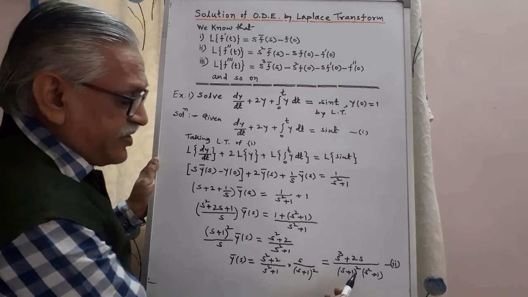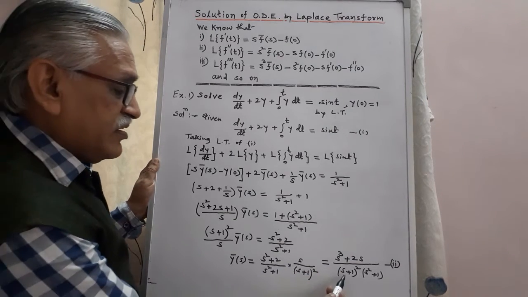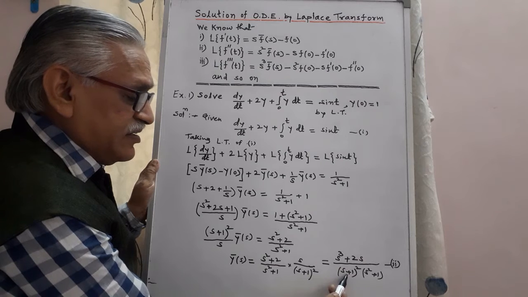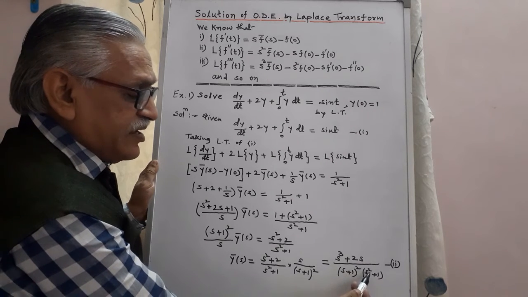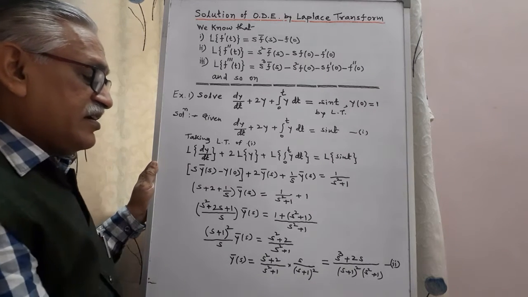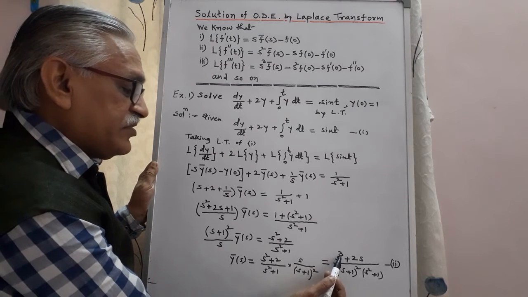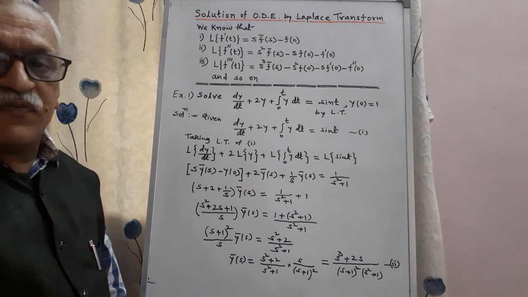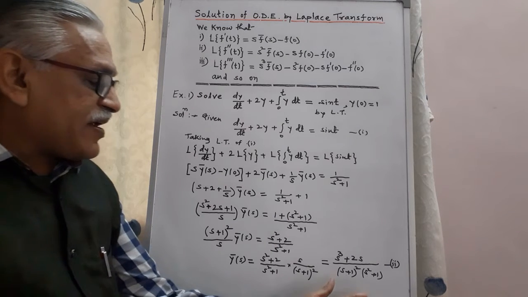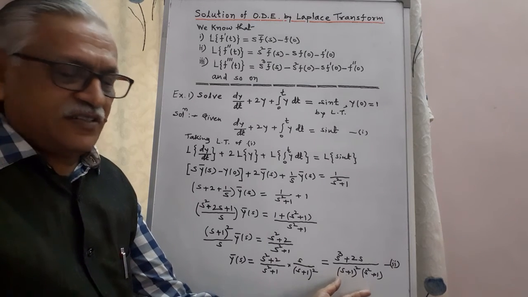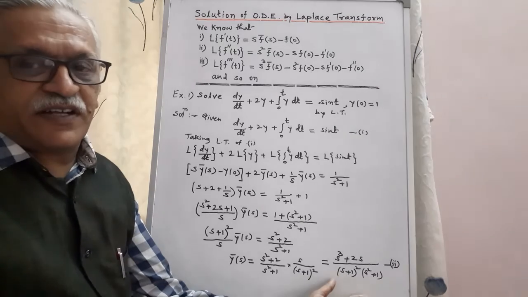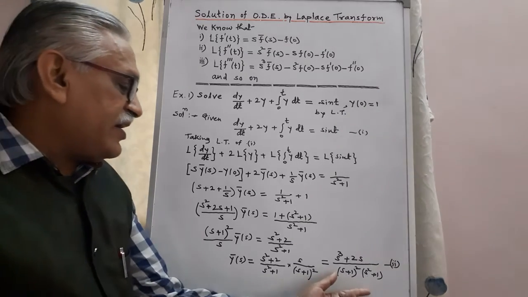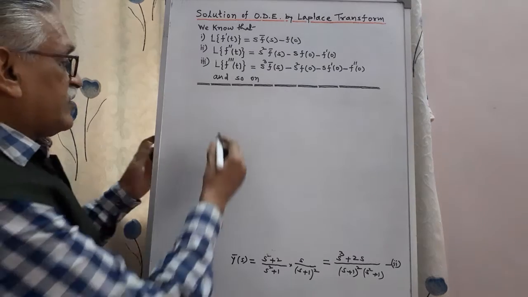There are two factors in the denominator. The first one is real and repeated, and the second one is quadratic. Here the degree of numerator is 3 and the degree of denominator is 4. 3 less than 4 means it is a proper fraction, and as it is a proper fraction, we can use the partial fraction technique. Therefore, finding inverse by partial fraction.